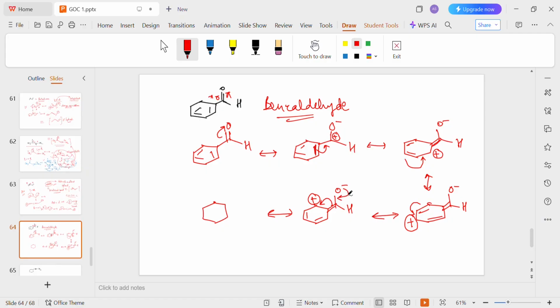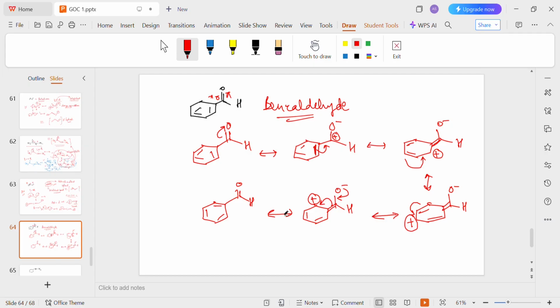The pi density that oxygen had pulled toward itself, it gives that pi electron density back to the carbon, and this pi bond goes to the positive charge to neutralize it, and this sigma bond becomes a pi bond. Here we have a pi bond, here we have a pi bond, and again you get the aldehyde back in the picture. Okay, all these are contributing structures of benzaldehyde.